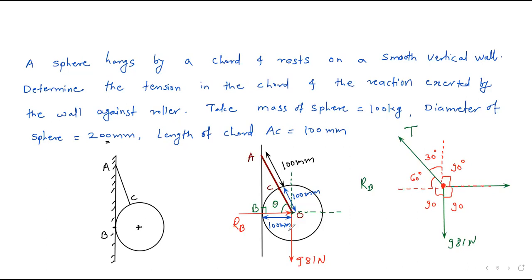While using Lami's theorem, we require the angle between the two forces. Now I can show you what the exact angles are. Here, this is my RB. The angle between RB and 981 is 90 degree, which is correct. The total angle between T and RB will be 90 plus 30, which is 120 degree. And the angle between T and 981 Newton will be 90 plus 60, 150 degree, and this will be 90.